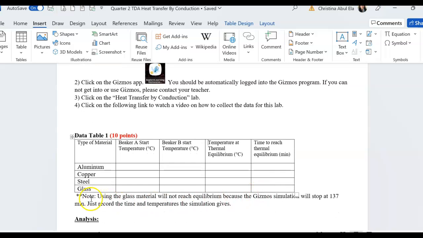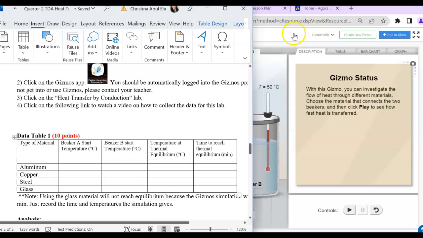Also note, and I'll share this with you in the lab in Gizmos as well, that the glass material is not going to ever reach thermal equilibrium because the Gizmos simulation only goes for so long, which is 137 minutes. And I guess I'm giving it away that glass is not a good conductor. So it takes a long time to reach thermal equilibrium using glass. And so we're just going to write down the time and the temperature that the simulation gives when it times out. All right, so I'm going to make this a little bit smaller and click on Gizmos.